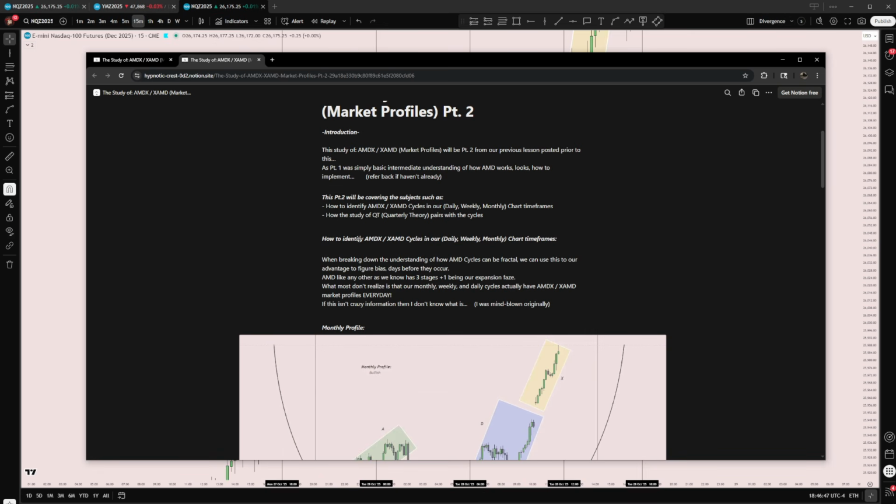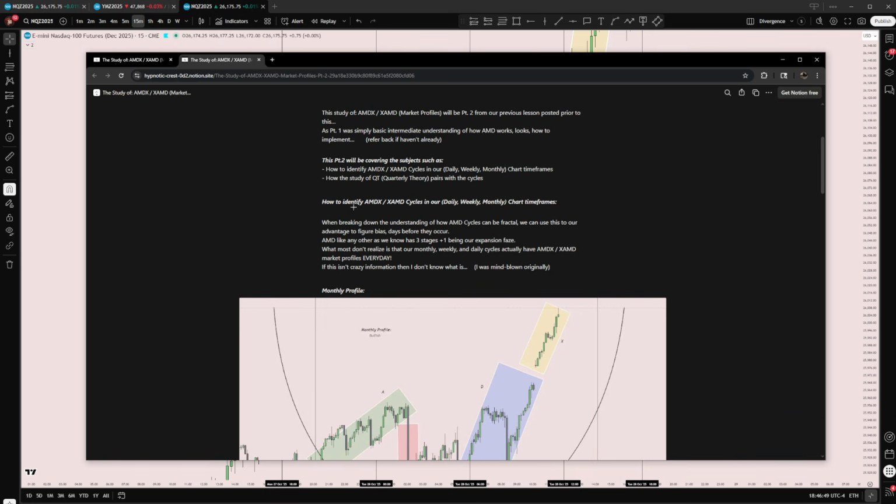Hopping into the first one, how to identify them. When breaking down the understanding of how AMD cycles can be fractal, meaning happening multiple times on not only the higher time frames but in the lower time frames, we can use this to our advantage to figure out bias days before they actually occur. Now this is massive. This is something I'm actually going to be talking about a lot more in tomorrow's video and tomorrow's study, diving deep into the fact that economic news can play a big role in this and almost predicting what's going to happen Sunday.